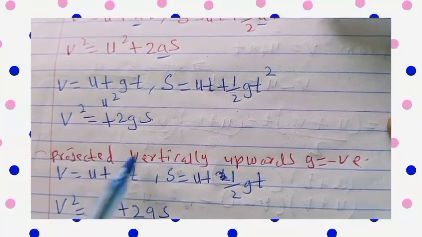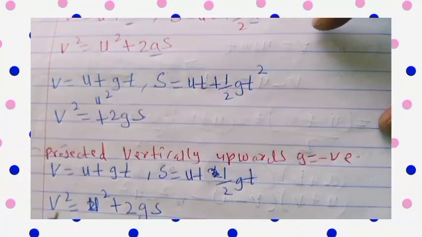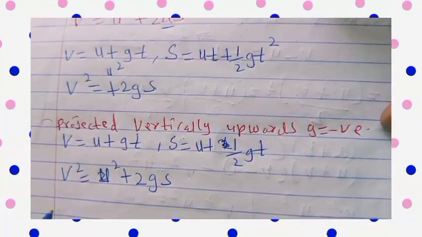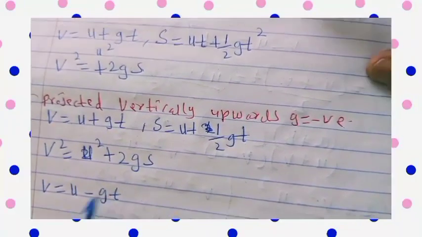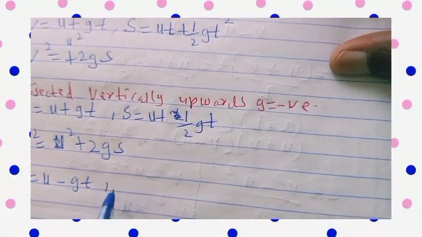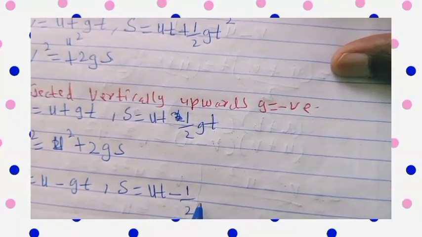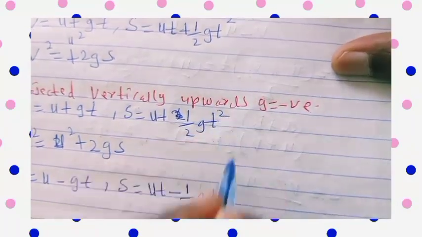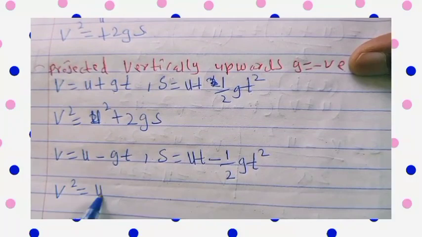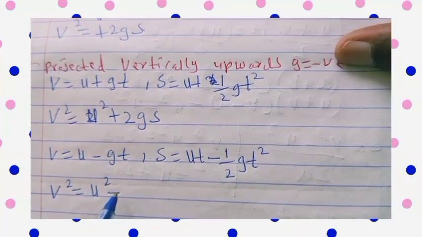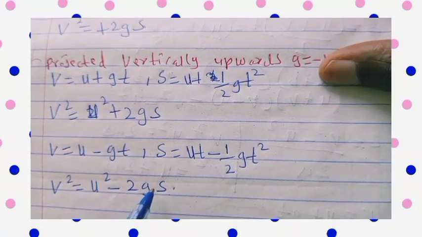Now for our body which is projected vertically upwards, the acceleration due to gravity will be negative because the body is moving opposite to the gravity. So these equations will become, our v will be equal to u minus gt, and our s will be equal to ut minus half gt squared, and finally our v squared will be equal to u squared minus 2gs.